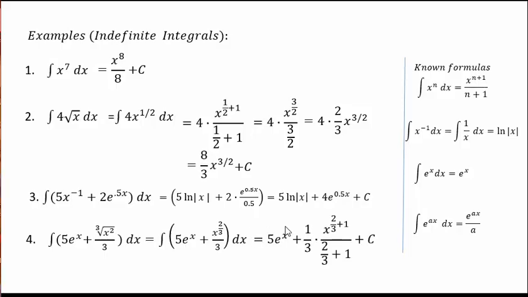Now we can use the power rule for the second term and add 1 to the power and divide it by 2 over 3 plus 1. And then we add the integration constant. Similar to example number 2, we can simplify this by reciprocating the denominator and multiplying it by the numerator, and we will be left with 5e to the x plus x to the 5 over 3 over 5 plus c.